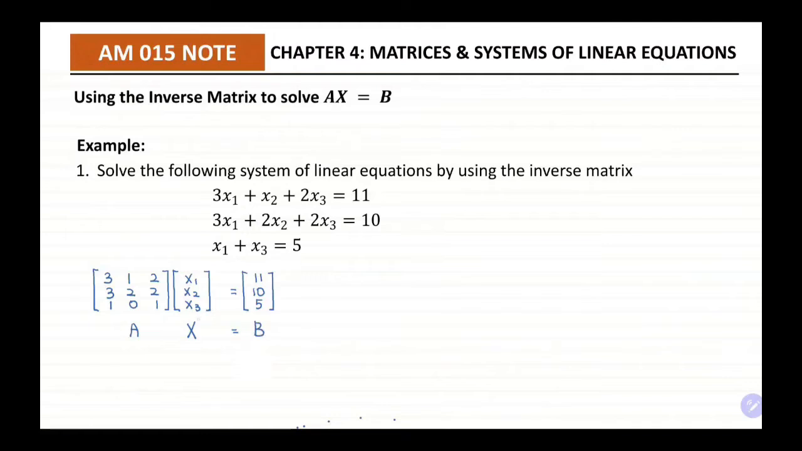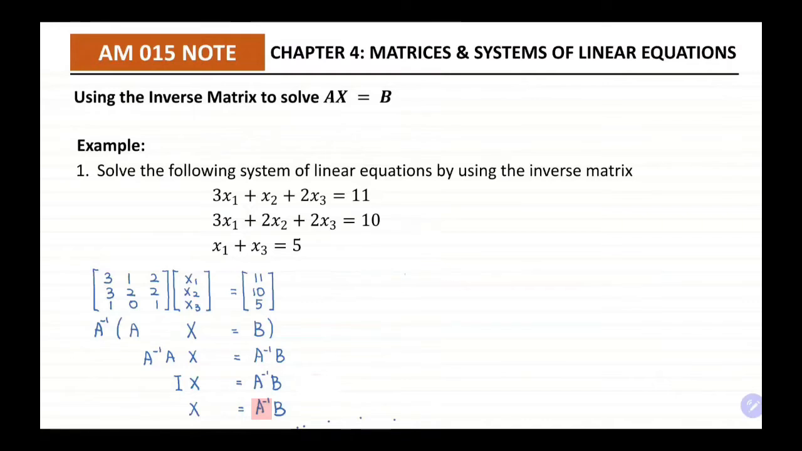We want to find matrix X, x1, x2, x3. So we need to eliminate matrix A first. Okay, to eliminate A, we need to multiply overall with A inverse. Then we expand. Okay, we know that A inverse times matrix A, we get identity, so I. Then we get X equals to A inverse times matrix B. Okay, to find X, we need to find A inverse first.